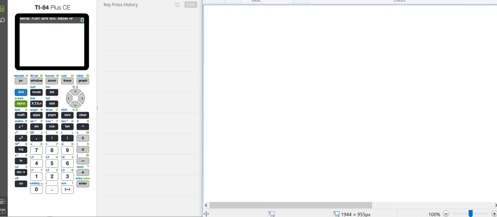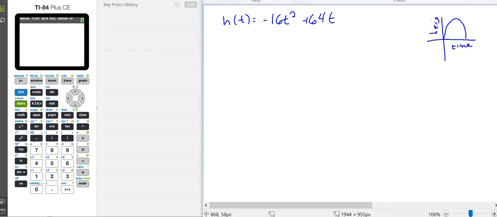Let's say the height of an object is represented by h of t equals negative 16t squared plus 64t. This is the path of a rocket. It looks something like that. Of course, we only graph in the first quadrant because t, the time, can only be positive, and h, the height, can also only be positive. We want to know what this value over here is.